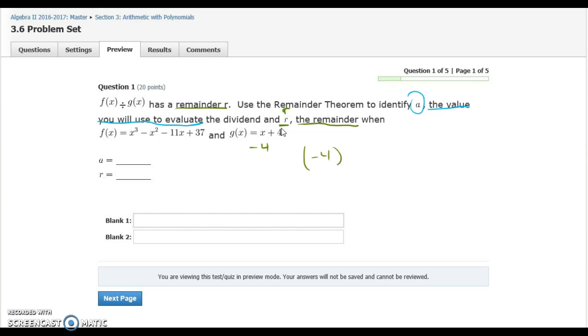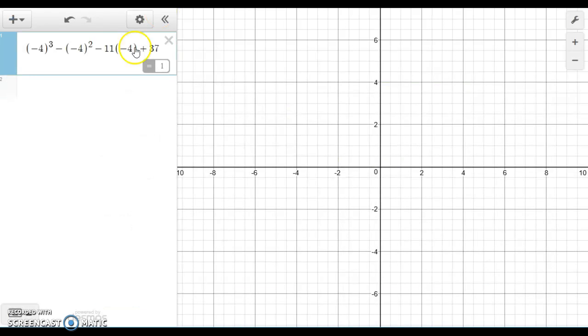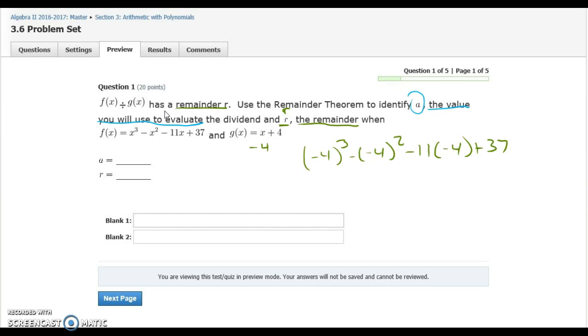So I have negative 4 cubed minus negative 4 squared minus 11 times negative 4 plus 37, and I'll put that in the calculator. And once I have it in the calculator, I can see that my answer is equal to 1. So when I come back over here, I know that the value I'm using to evaluate, this a value, is negative 4. That's what I used to evaluate it. And what was my remainder? It was 1. When I evaluated it, I got 1. So that is my remainder.